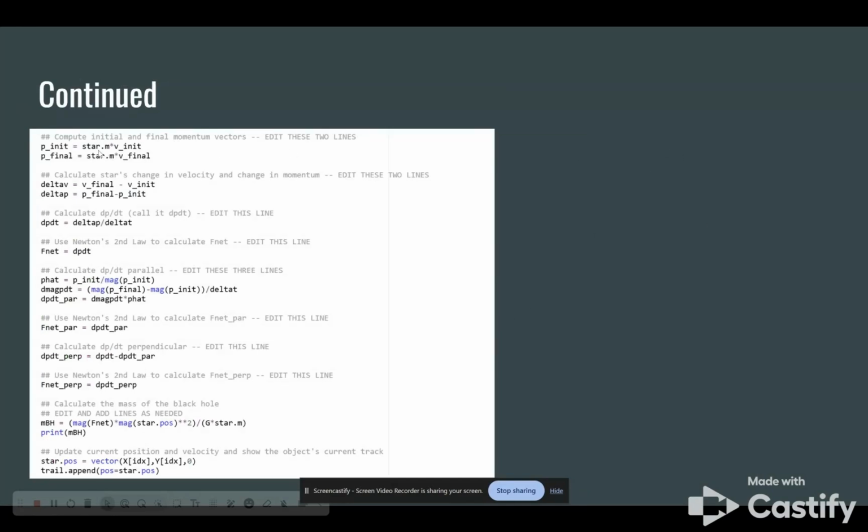So here we're just finding the momentum, which is just m times v. So we're just finding it for the initial momentum and final momentum. And then to find the change, we're just doing the final minus initial for both velocity and momentum. For dp over dt, it's just the change in momentum over the change in time. And that's just equal to F net. To find parallel, we use the equation that we had, and after finding all that, we just get this.